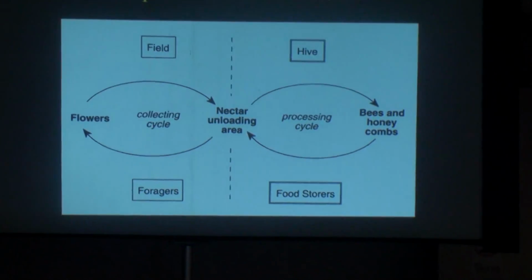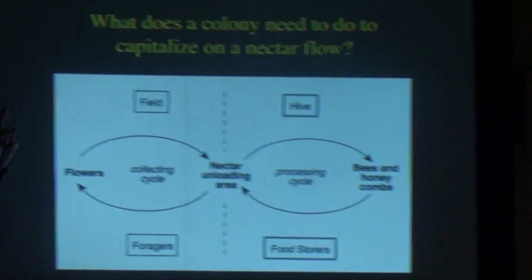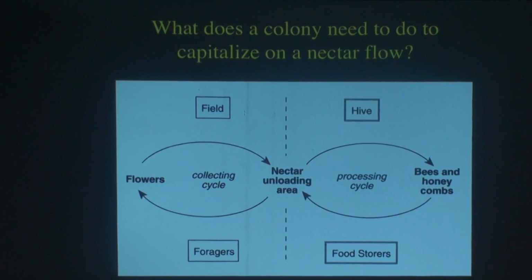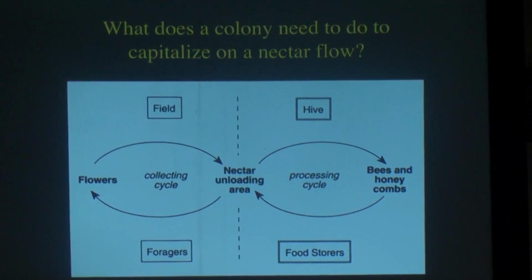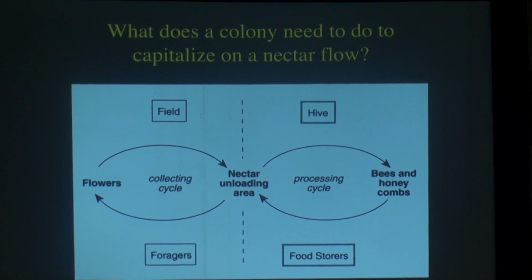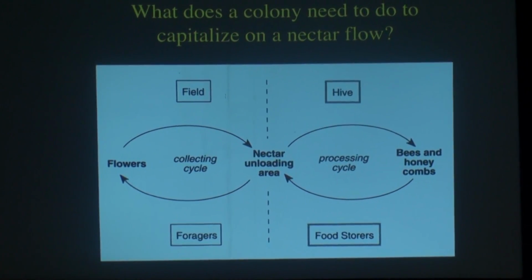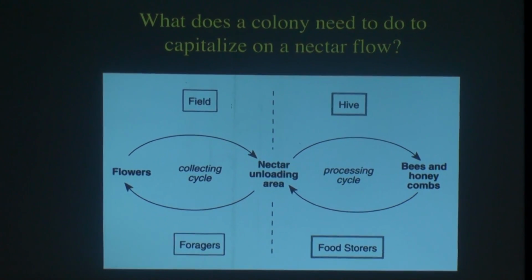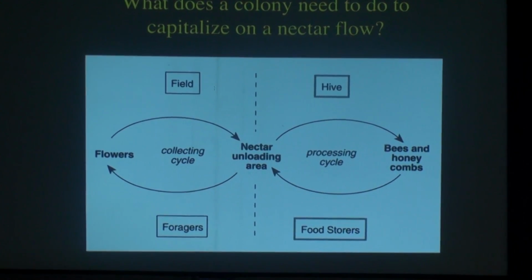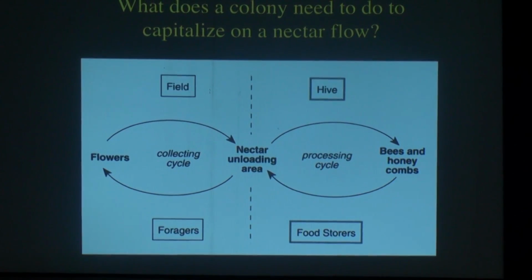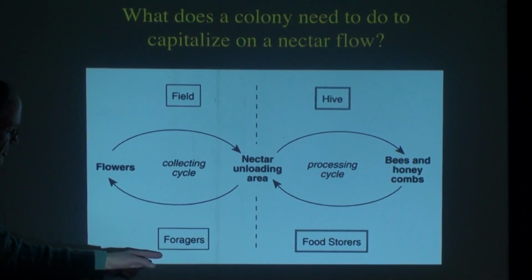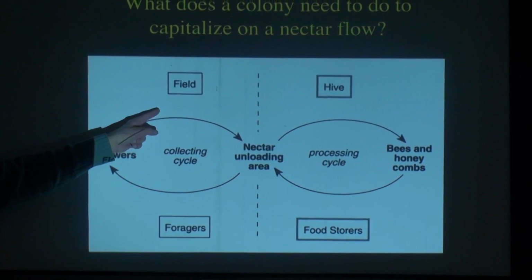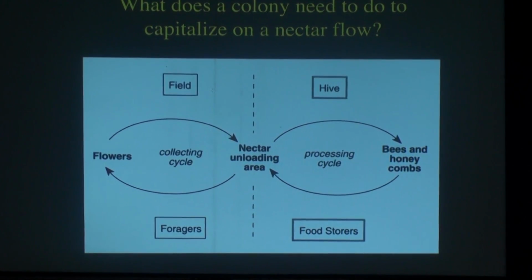So, okay, here's a thought question then. What does a colony need to do on one of these days when suddenly the goldenrod is in bloom, or suddenly the black locust trees are in bloom? There's a nectar flow. There's lots of nectar out there. What's a colony going to have to do to take advantage of that? Increase foraging. Increase foraging, yep. Ramp up the number of bees that are engaged in collecting that nectar. What else are they going to have to do?